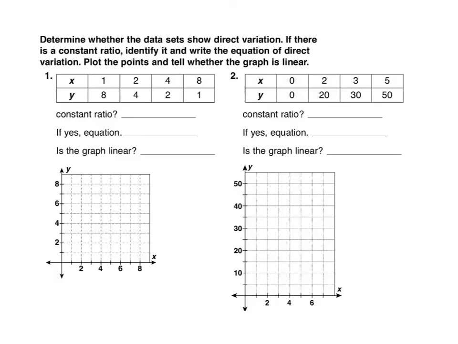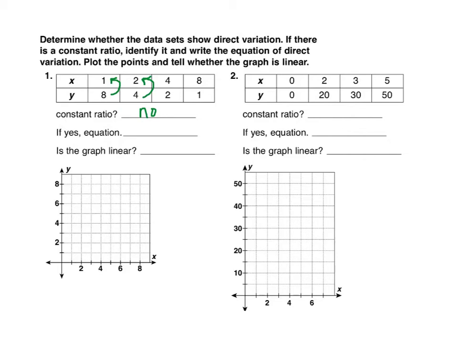All right, so let's take these two for example. Here we have 1, 2, 4, and 8 as x values, and 8, 4, 2, and 1 as y values. And the ratio here, 8 to 1 is 8, 4 to 2 is 2. So we do indeed not have a constant ratio. Okay, we don't need an equation.